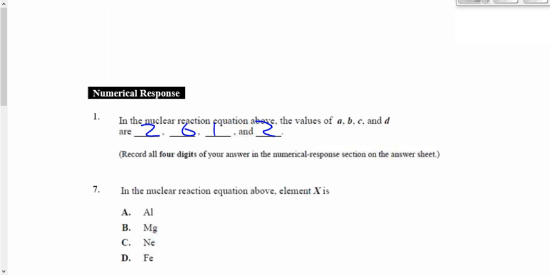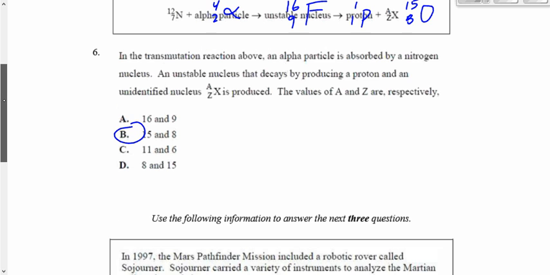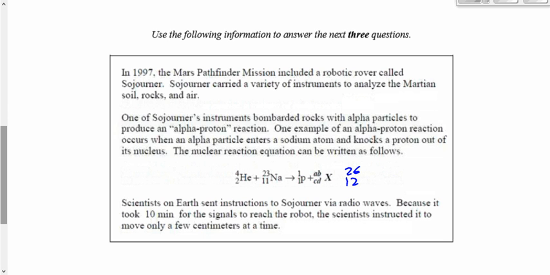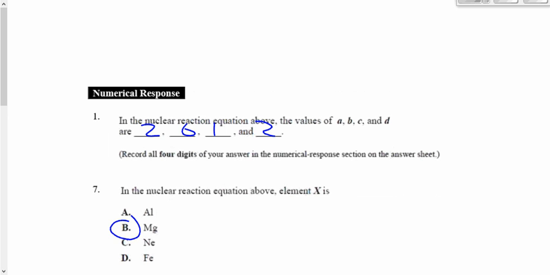In the nuclear reaction equation above, element X is what? Element X is, well, we're looking for atomic number 12, and we just look on our periodic table for that. We find it, atomic number 12, we find that it's magnesium. Careful, don't say, what should they have put there as an option?